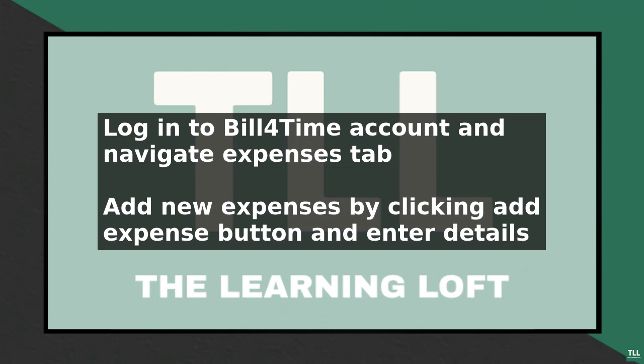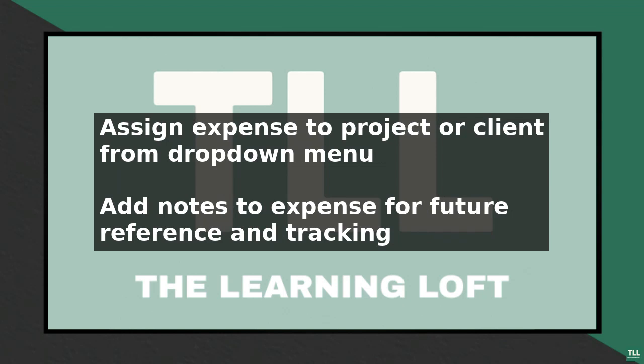From here you can add new expenses by clicking the Add Expense button. Enter the date, description, category, and amount of the expense. You can also add a receipt to the expense by clicking the Attach Receipt button.